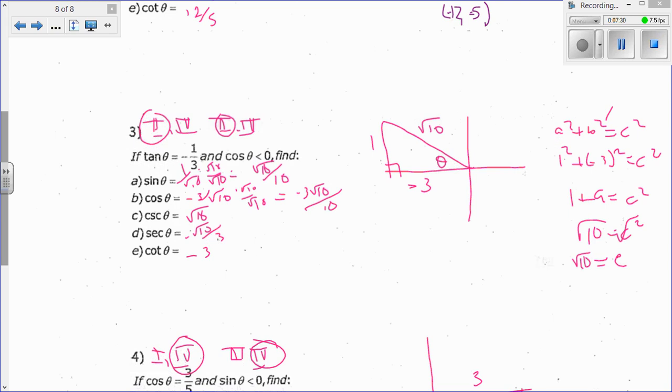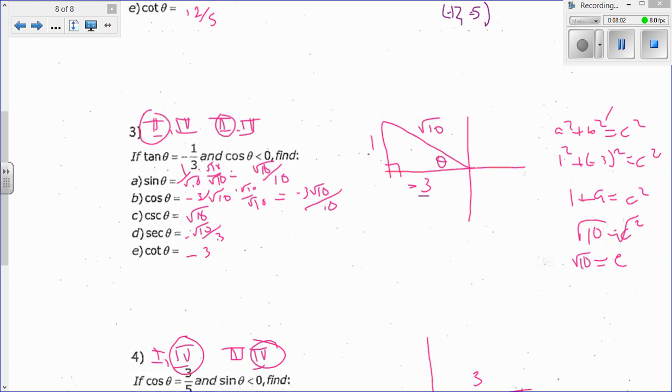All right, if tangent theta is -1/3, so that means tangent's negative in 2 and 4, and cosine theta is less than 0, which means that's also negative, and it's negative in 2 and 3, find all the other trig values. Well, since I'm in quadrant 2, I draw my picture. Tangent is opposite over adjacent.